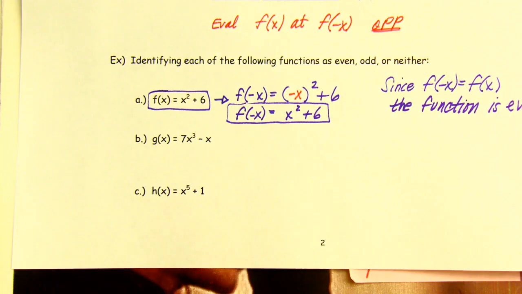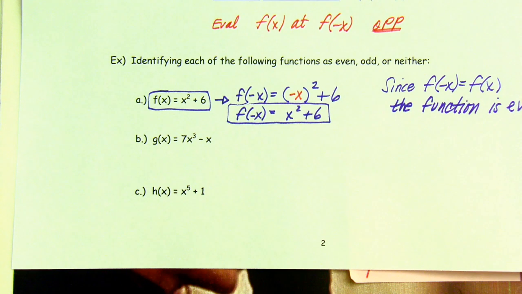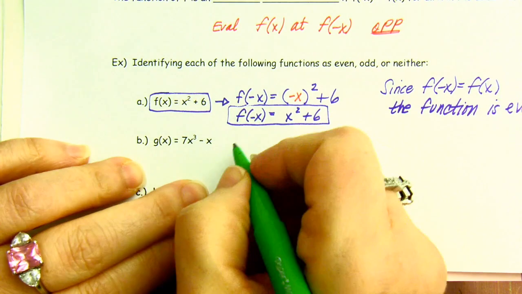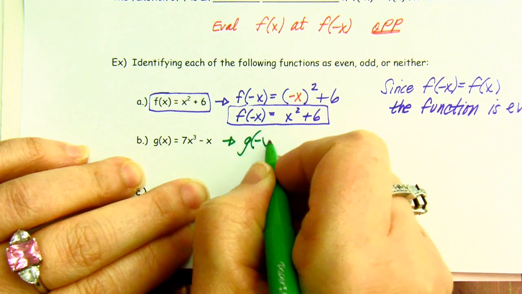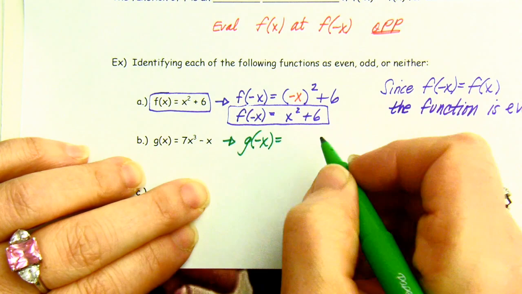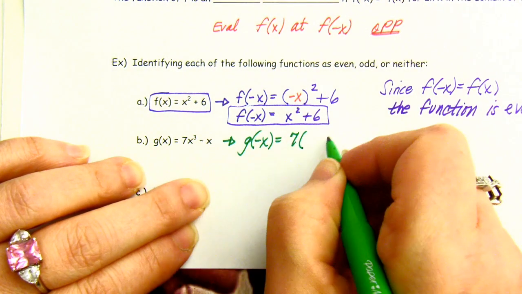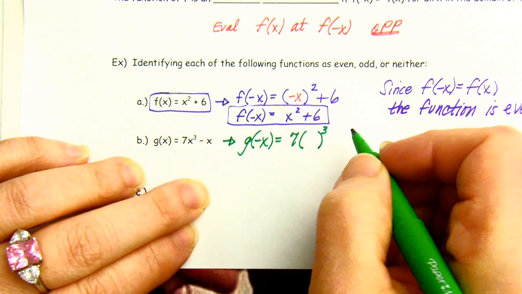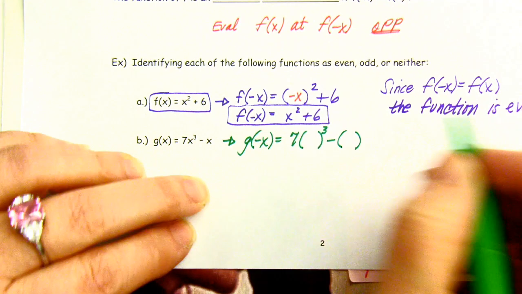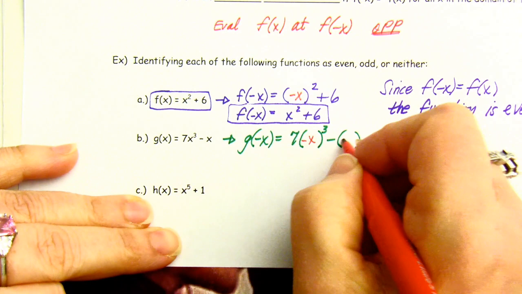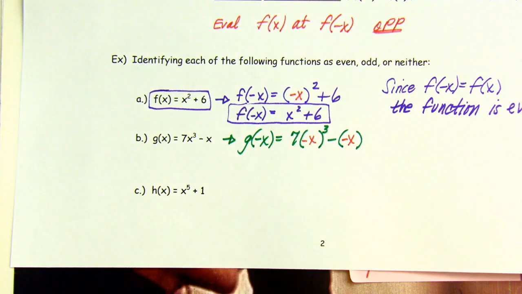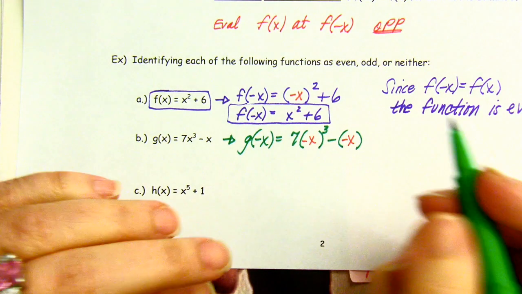The next one, we're going to do the same thing. We're just going to take each one of these functions and evaluate at the opposite of x and compare the output. So here, this is a g function, so I'm going to evaluate g of the opposite of x. I'm going to set it up. The original is 7x cubed, and I'll leave a space for the x. And then I'm going to substitute the negative x inside. And now I'm going to actually simplify this.